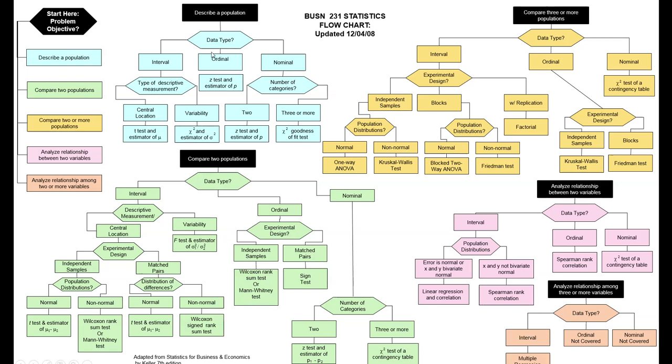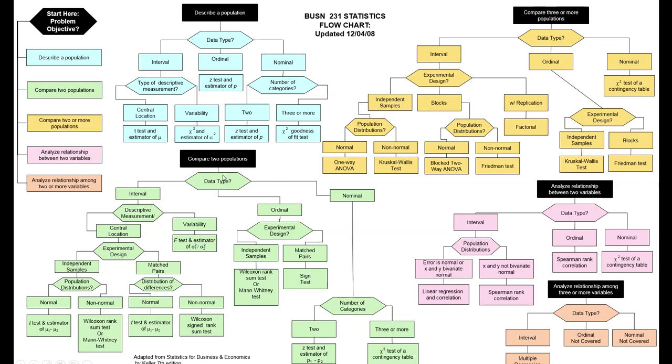Let's say, for example, I have numerical data about our last problem, bank customers. The bank saw a competitor open up right down the road, and they're afraid that the competition will lure the customers away from them, so they will see less business. In this case, when I see one column of data, I'm going to say it's about describing a population. Data type is interval, so I'm going this direction. Type of descriptive measurement: I can either test hypotheses about the central location or about the variability.